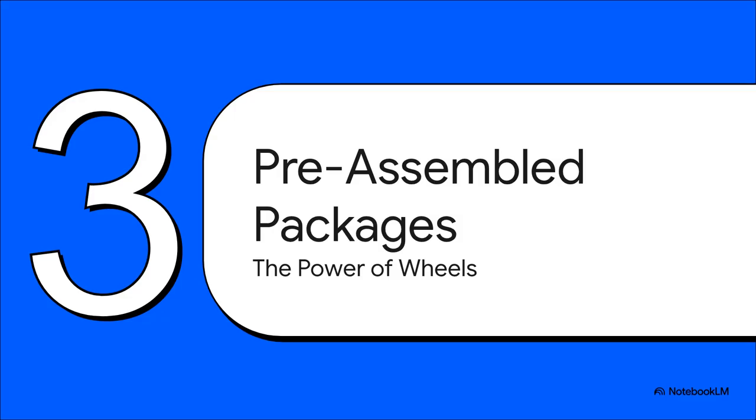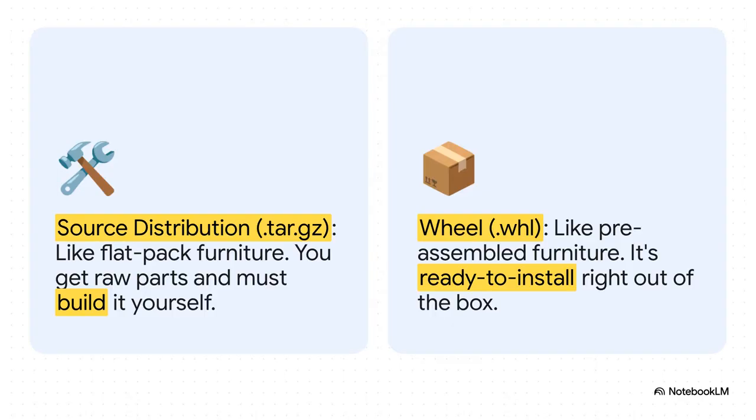Okay, so our projects are now safely in their own little bubbles. But what about the packages themselves? This brings us to the second huge improvement in the Python world. For a long time, installing a package was like getting furniture from IKEA. You'd get the source code, all the raw parts and pieces, and you had to build it yourself. A lot of the time, you'd need special tools, like a C compiler, and things could go wrong. The modern way is the wheel format. This is like getting that furniture delivered, but it's already pre-assembled. You just take it out of the box and it's ready to go.